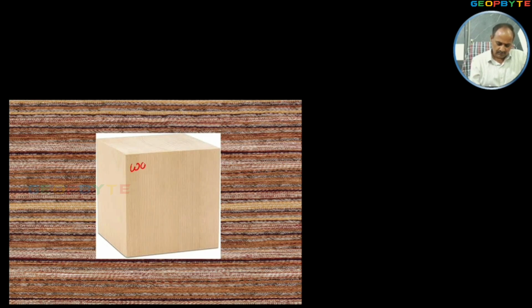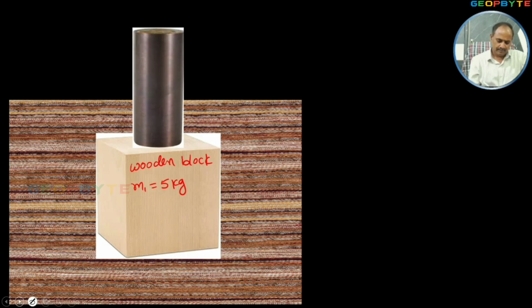For that, let us consider the soft horizontal floor. This is the horizontal floor. Over that, first I am placing the wooden block. This is the wooden block. The wooden block mass is given as 5 kg. Over the wooden block, I am placing the iron cylinder. Iron cylinder of mass, let it be M2, equal to 25 kg.